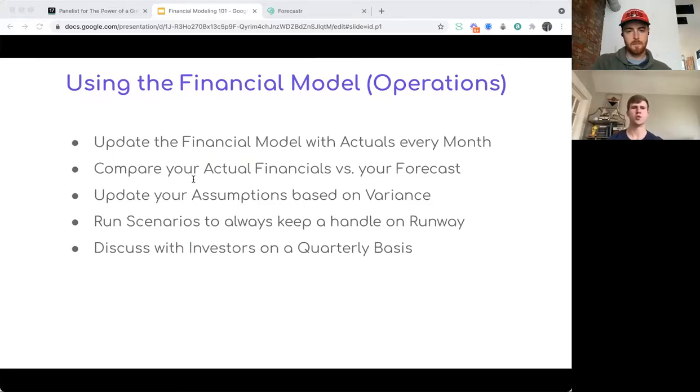We also encourage you to run multiple scenarios and use it as a planning tool to understand the types of impacts that different metrics will have on your business, and it'll really help you stay on top of your runway. So I'll give you another real example.